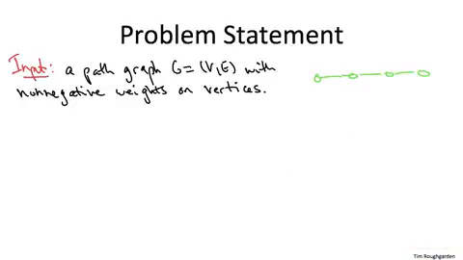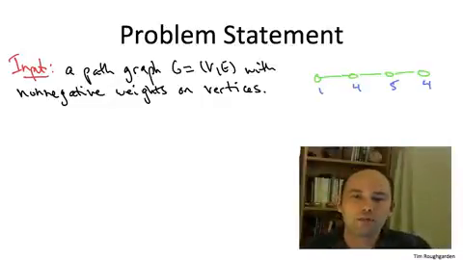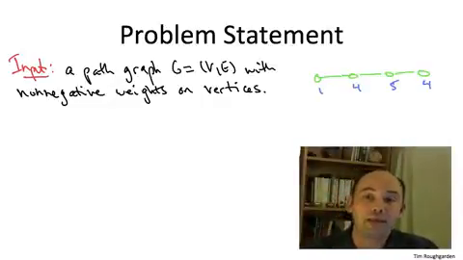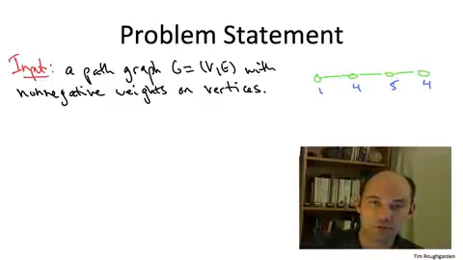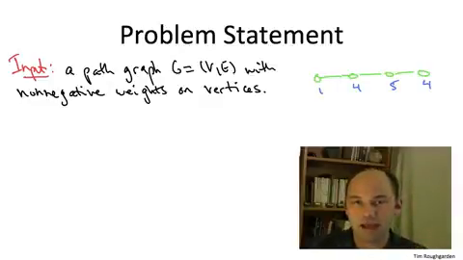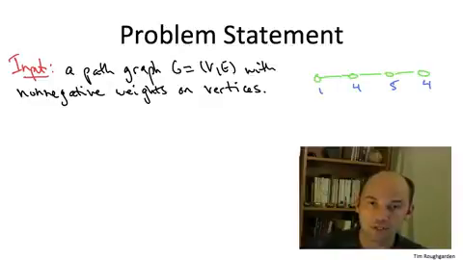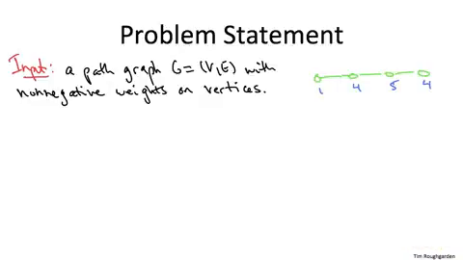For example, here's a path graph on 4 vertices, and let's give the vertices the weights 1, 4, 5, and 4. The responsibility of the algorithm is going to be to output an independent set. What that means is a subset of the graph's vertices so that no 2 vertices are adjacent. So in the context of a simple path graph, it just means you've got to return some of the vertices and always avoiding consecutive pairs of vertices.